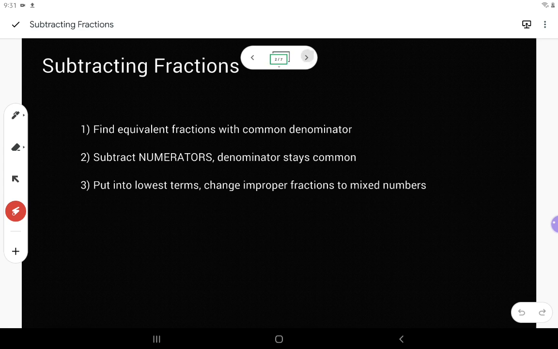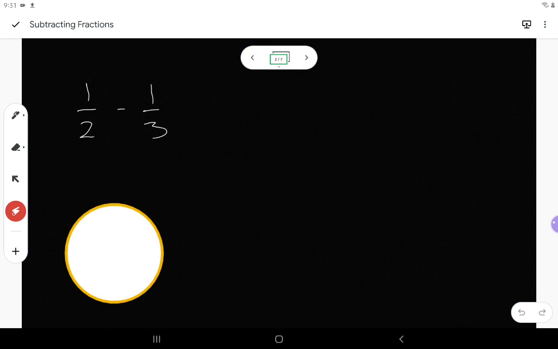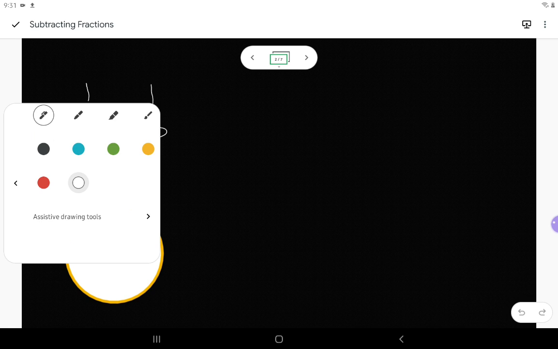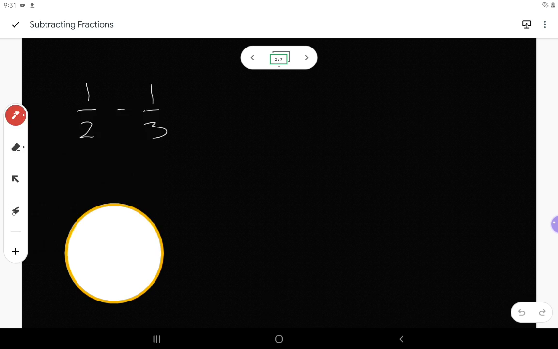Okay, so if I was to look at something like this where I have 1/2 minus 1/3, so if I was to think of taking my circle and I have half of it colored in, and yes, we're going to pretend that that is perfectly half because Mr. T is doing the best that he can on his tablet.